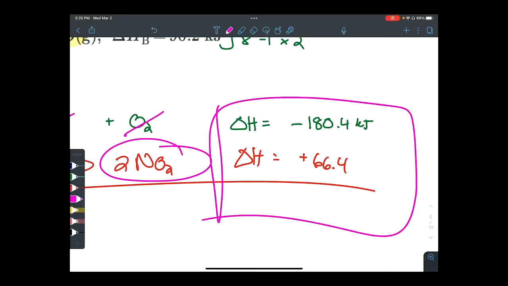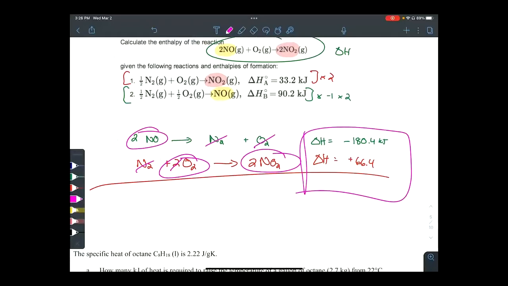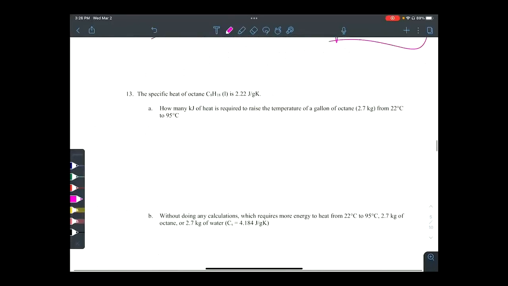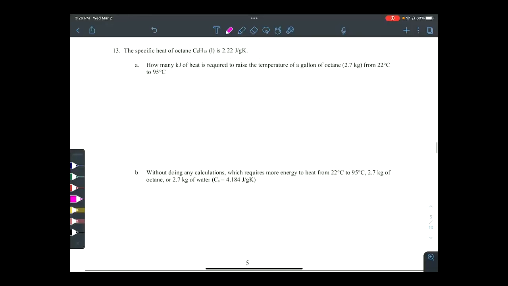All right? I don't know what the answers are. I don't have them. Okay. Good. All right. Okay. Calorimetry. Specific heat.